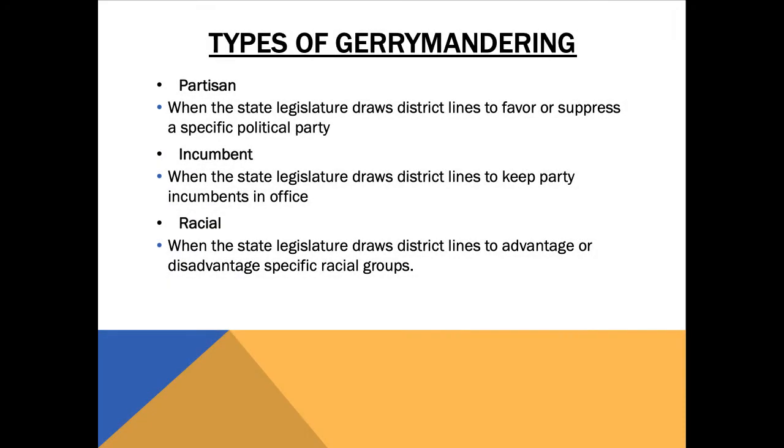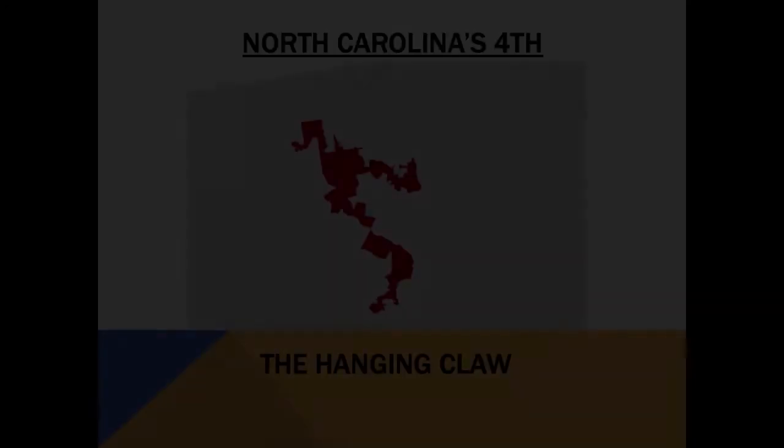So what does gerrymandering look like today? Well, there's three main types that I'd like you to know. There's partisan gerrymandering, which either benefits or disadvantages a specific political party. There's incumbent gerrymandering, which helps keep incumbents safe during re-election. And lastly, racial gerrymandering, which often redraws districts to either consolidate or fracture minority neighborhoods. So let's look at some examples.